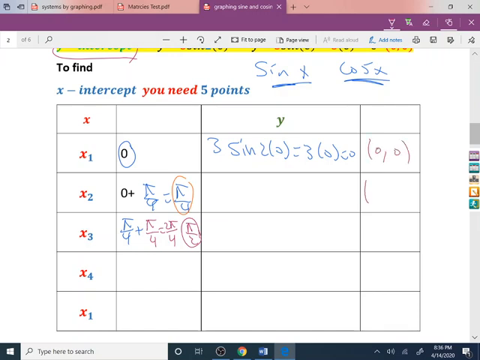The second point, I know pi over 4. The third, pi over 2. I need to find what's y. You plug in 3 sine 2 times pi over 2, right? Pi over 4 for this guy.